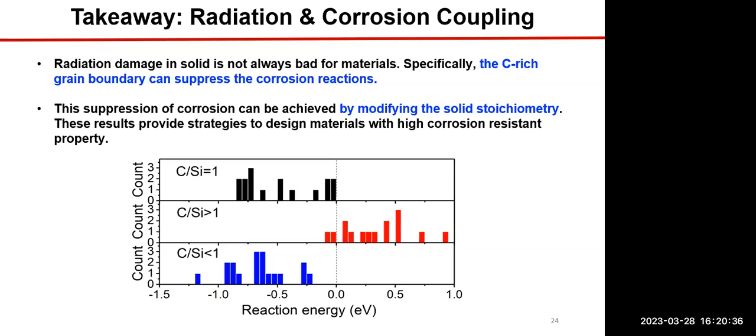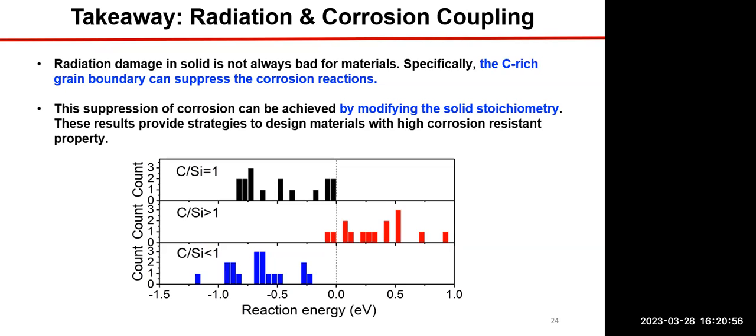So based on those results, I have two takeaway points. The first one is that the radiation damage in solid materials is not always bad for the materials. Here I show one example: the radiation-induced degradation of the carbon-rich environment can suppress the corrosion reactions in the grain boundary region.